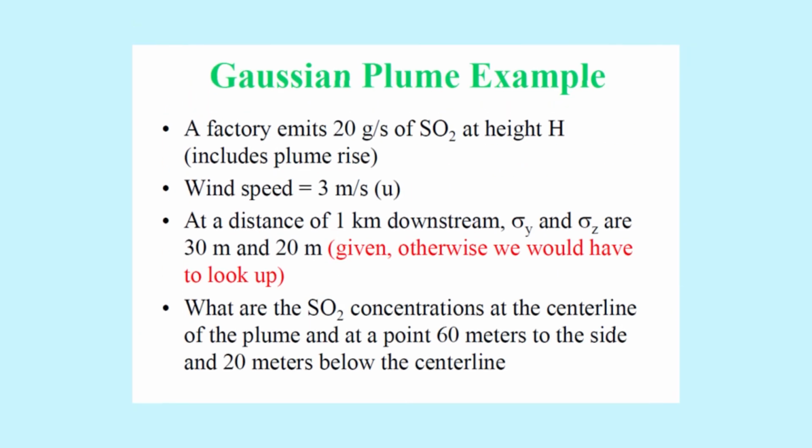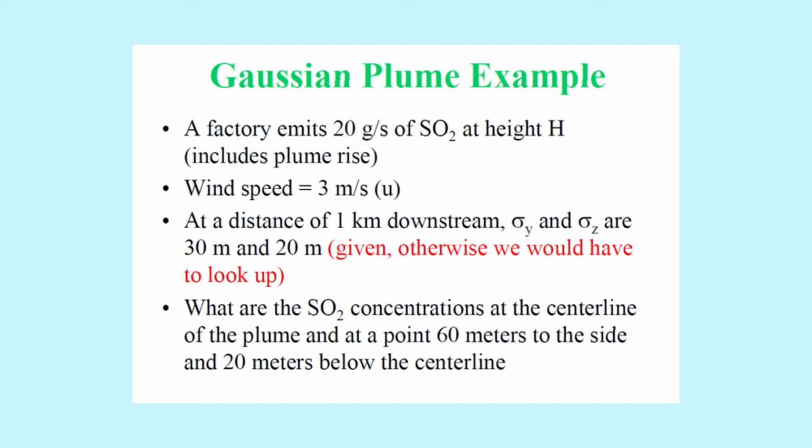And for example, this is a small example. A factory emits 20 grams per second of sulfur dioxide at height 8. The wind speed is 3 meters per second. At a distance of 1 kilometer downstream, sigma y and sigma z are 30 and 20 meters. This 30 and 20 meters is normally given. Otherwise, based on the atmospheric stability, it can be easily taken from the graph, and I'll show you that graph.